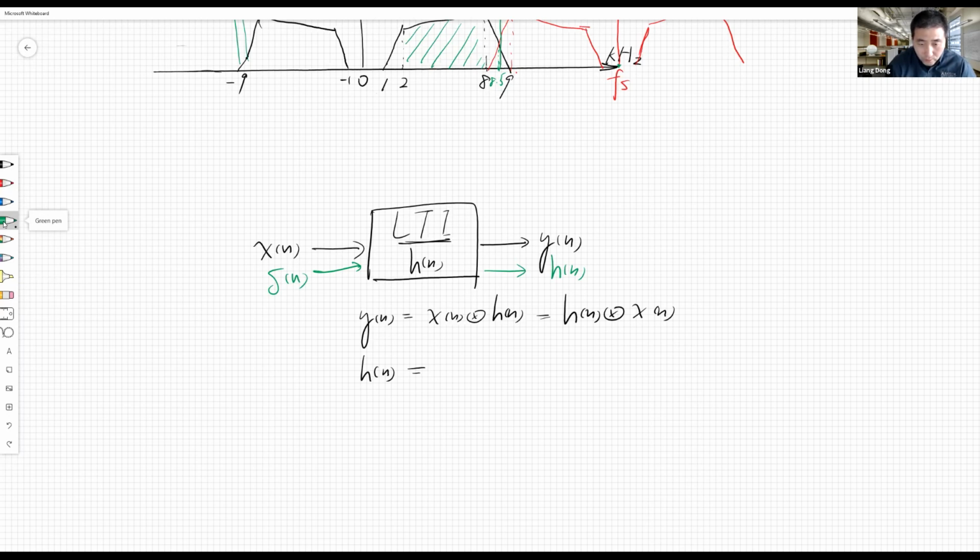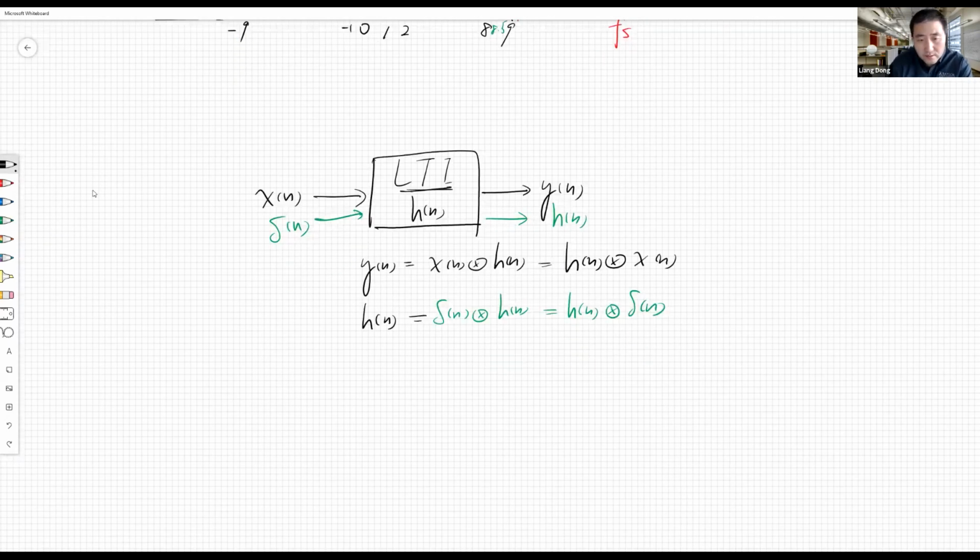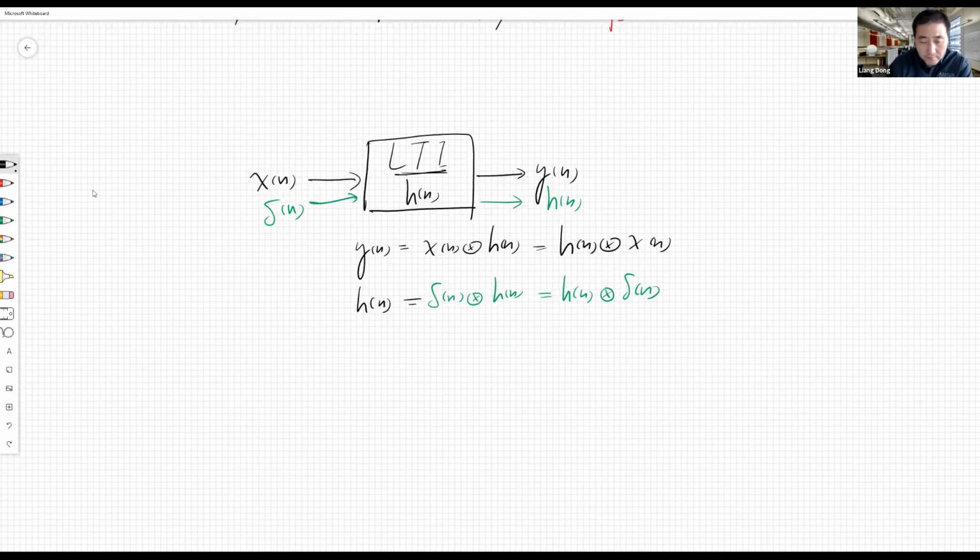So h[n] equals delta[n] convolved with h[n]. My system is still h[n], so it's h[n] convolved with delta[n]. That is using the identity property of the delta function. Now my question is, why is this h[n] so important? We can actually use h[n] to include all the properties, or to describe completely the system.